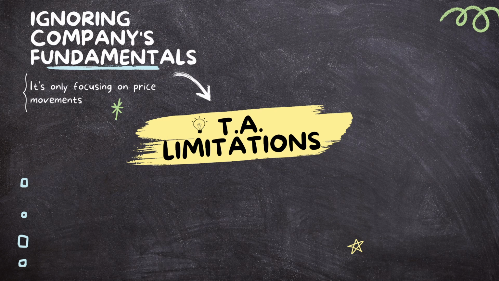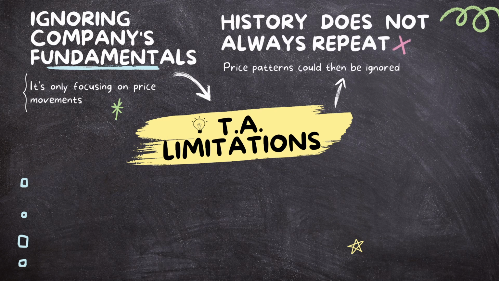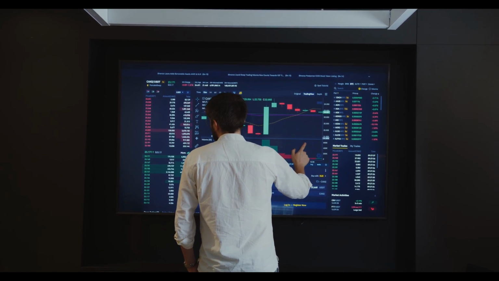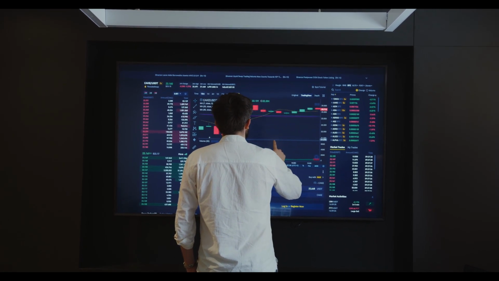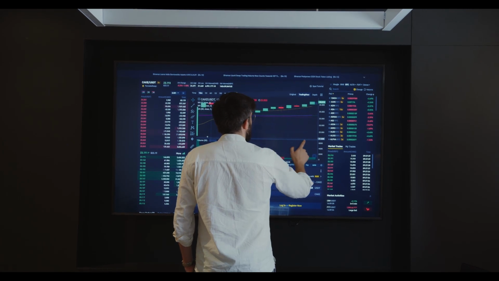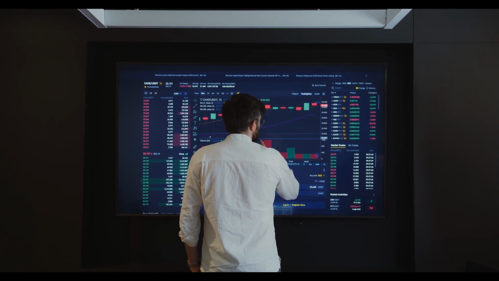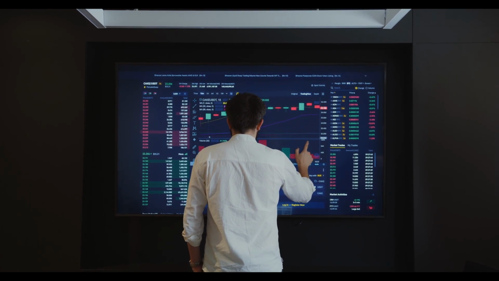Another argument against technical analysis is that since history does not always repeat itself exactly, studying price patterns can be ignored. There is no algorithm that allows you to use the past to predict future movements in the share price with certainty. This is why technical analysis is not perfect, and it's important to be aware of its limitations. Basically, it is still possible that even if all the indicators converge to provide you with buy signals, the share price could continue to fall.